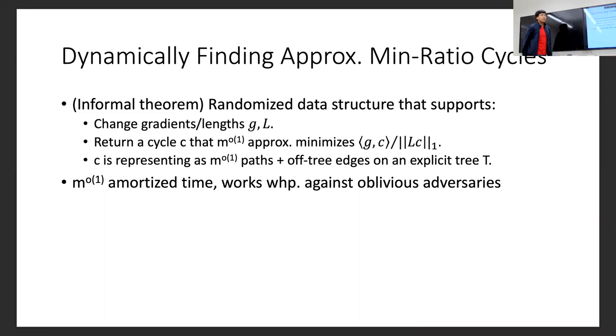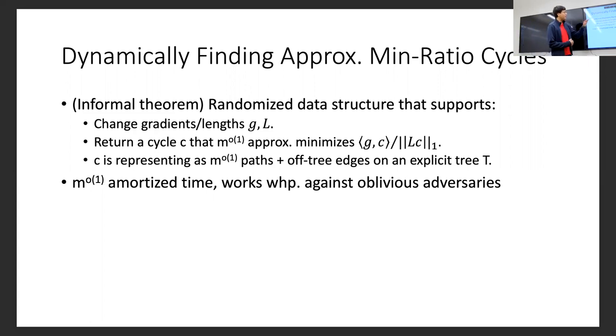Okay, so given that, the natural thing is to design a dynamic data structure for maintaining the tree T and finding the cycle C. The informal version of the theorem is, we give a randomized data structure which supports the following operations. It maintains some gradient G and lengths L on a graph under changes to G and L, and maintains this slowly changing tree T. Every time after G and L change, we can return a cycle C, which is an approximation to a minimizer of G dot C over L C one norm over all cycles C. And C is represented efficiently given the tree. The runtime is m to the little o of one amortized, and it works with high probability against oblivious adversaries.